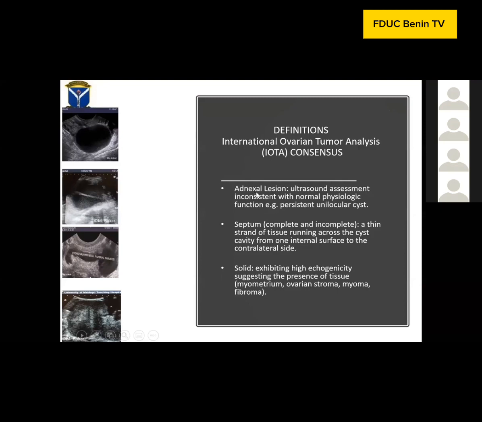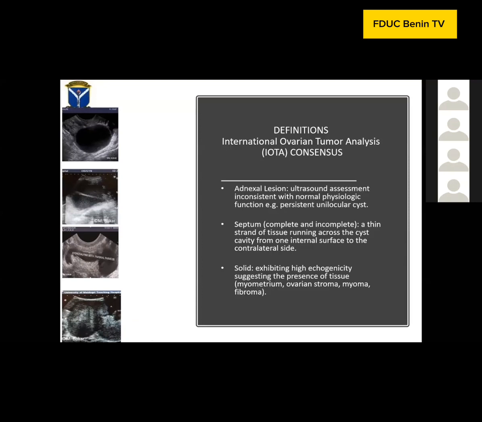An adnexal lesion, by IOTA definition, is any ultrasound assessment which is inconsistent with normal physiological function. For example, a persistent unilocular cyst is inconsistent with normal physiology. What is consistent with normal physiology is for a dominant follicle to be dilated, mature, rupture, and transform into a corpus luteum. That is what is consistent with normal physiology. So if a cyst persists and fails to rupture, it's a lesion.